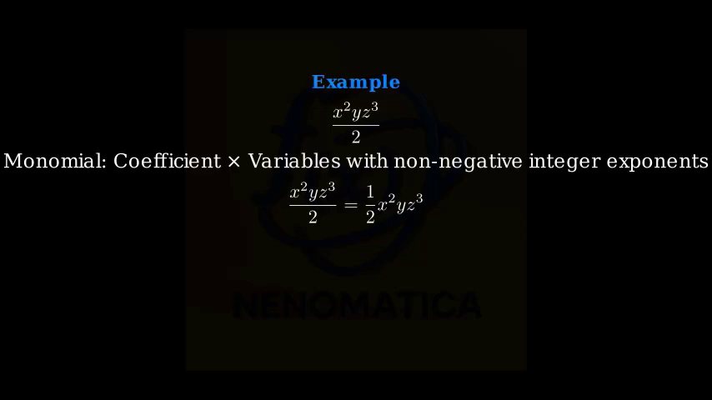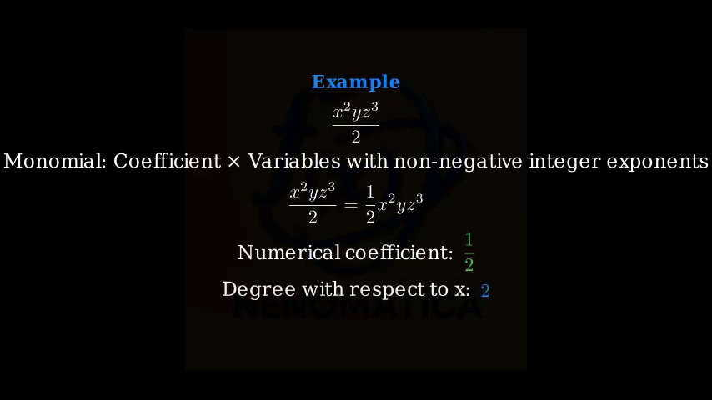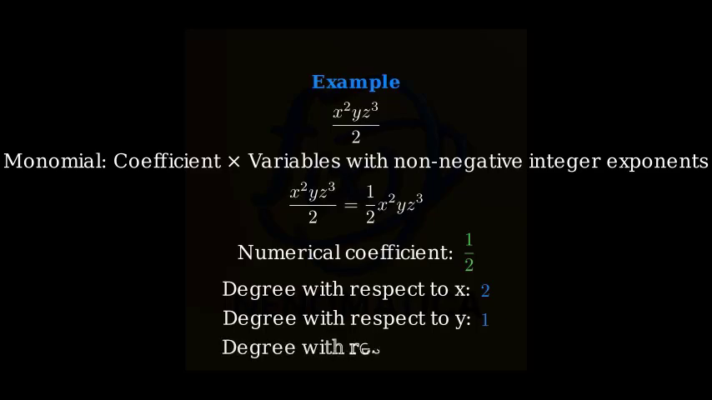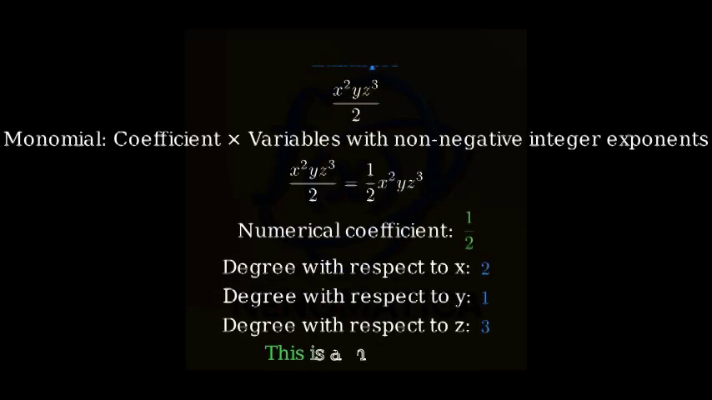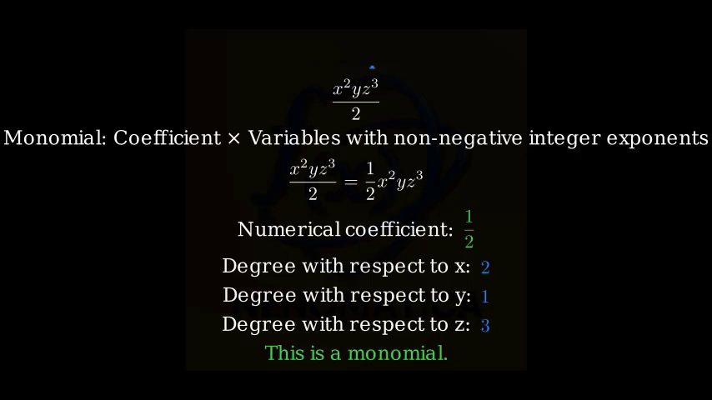Looking at our expression, we can see that the numerical coefficient is 1/2, which is a valid coefficient for a monomial. The exponent of x is 2, which is a positive integer. The exponent of y is 1, which is a positive integer. Note that when no exponent is shown, it's understood to be 1. And the exponent of z is 3, which is also a positive integer. Since all variables have non-negative integer exponents, this expression is indeed a monomial.